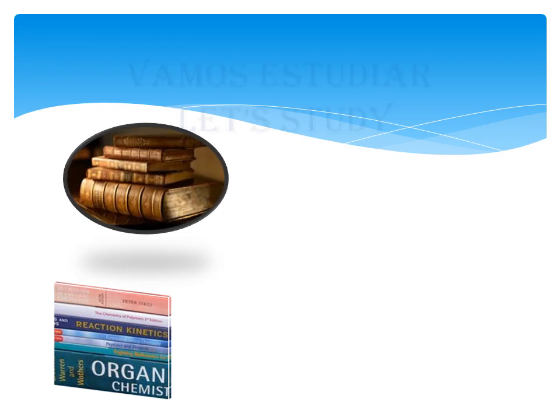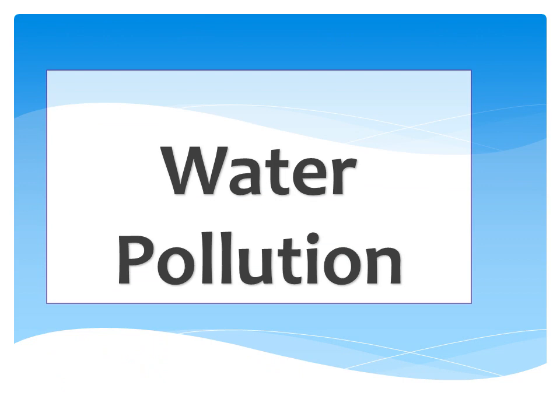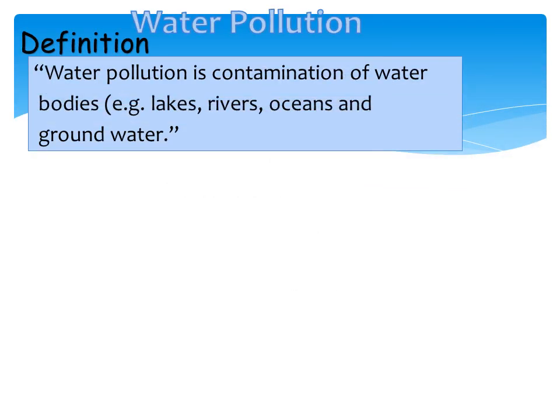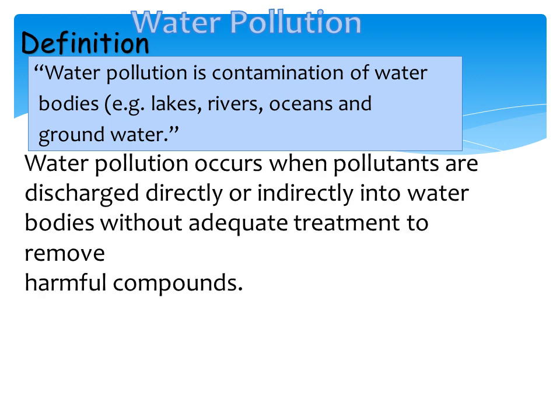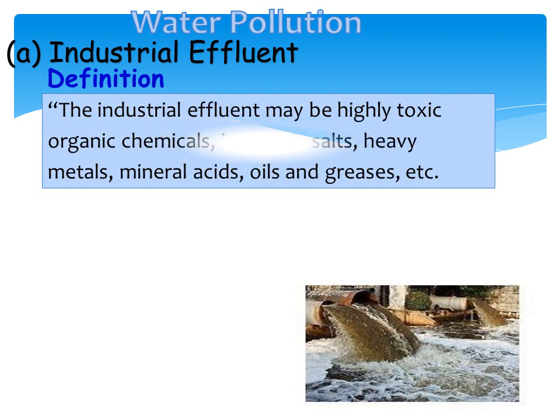Today the topic of our discussion is all about water pollution. What water pollution actually is, it's the contamination of water bodies, which include lakes, rivers, oceans and groundwater. Mostly when pollutants are discharged directly or indirectly into the water bodies without adequate treatment to remove harmful compounds, it causes water pollution. There are certain causes of water pollution: industrial effluents, domestic effluents and agriculture effluents.